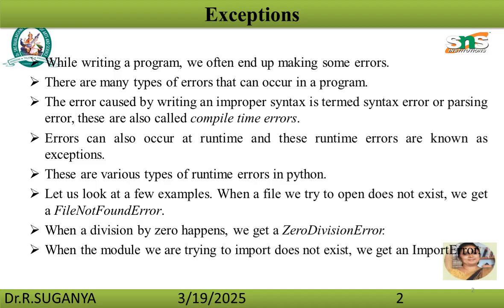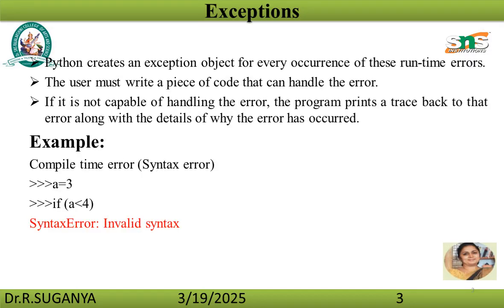There are various types of runtime errors in Python. Let us look at a few examples. When a file we try to open does not exist, we get a file not found error. When a division by 0 happens, we get a zero division error. When a module we are trying to import does not exist, we get an error. Python creates an exception object for every occurrence of these runtime errors. The user must write a piece of code that can handle the error.